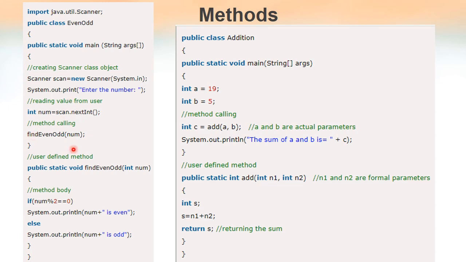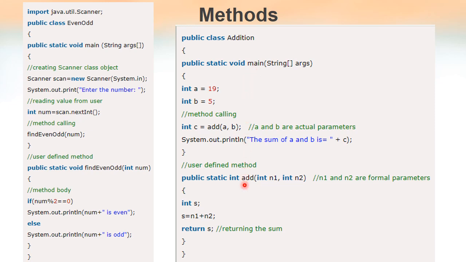So this is one example of a method. You can see another example here. In this example, we have used two methods. First of all, I have created a class. The class name is addition. I have used two methods. One is the main method and the other method is the add method.